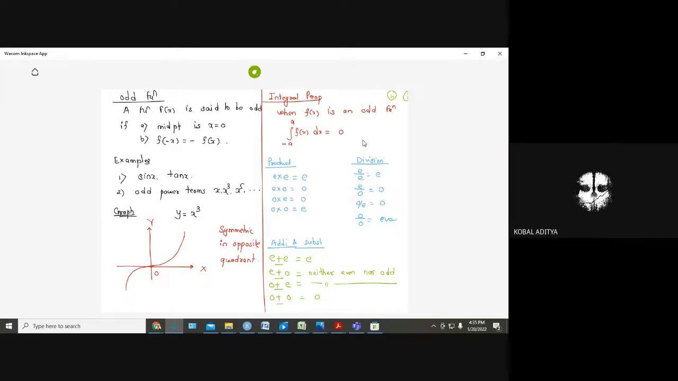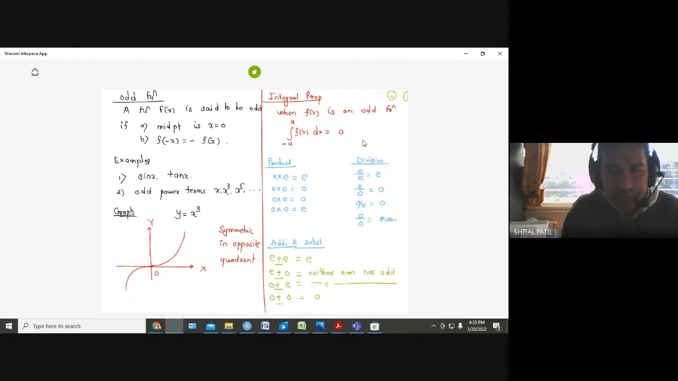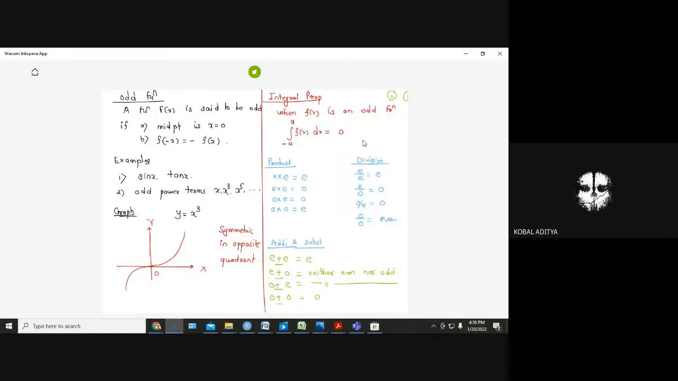Sir, odd plus odd is even, right? Odd plus odd is odd only. If it is multiplication, then the properties are changed. In addition and subtraction, the properties will not change.